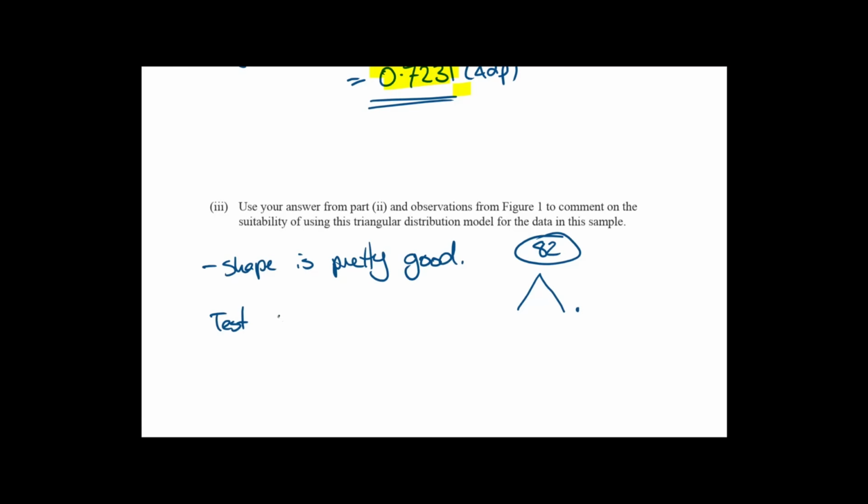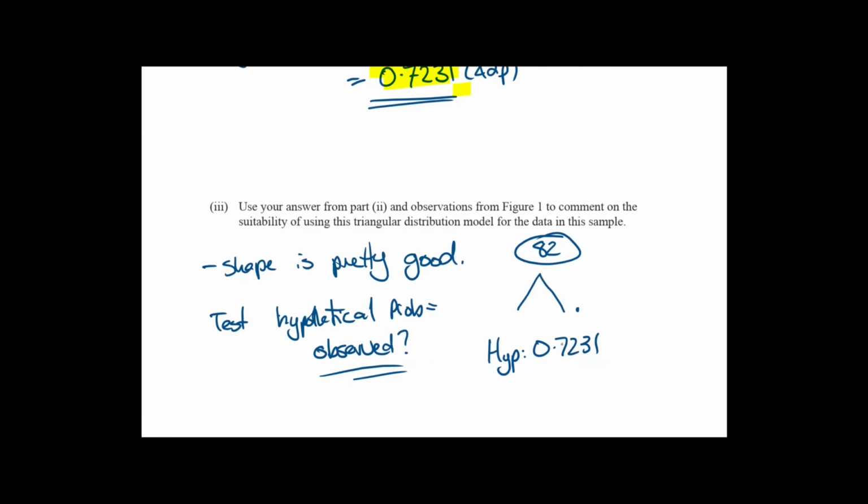Does the hypothetical probability equal the observed probability? Let's test that. The probability that we worked out that something is greater than 35 is 0.327231.